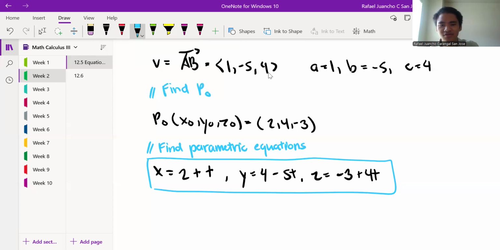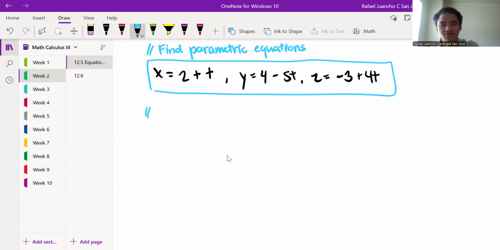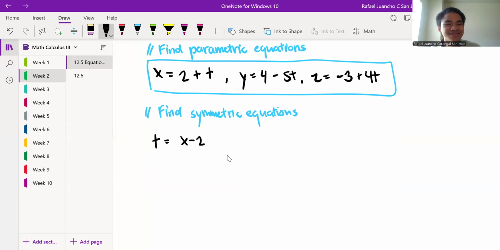Next thing we want to do from here is we want to find symmetric equations, which we were able to derive a while ago. But we're going to say, I mean, you can just derive it from here. T is what? X minus 2 divided by 1. Do we need that?